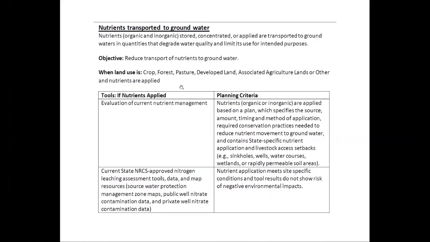So we move to another resource concern. This is nutrients transported to groundwater. This is for all the land uses, with different planning criteria and different tools. So this document is where you find all of this information. Again, you'll find it in Section 3 of the Field Office Technical Guide.